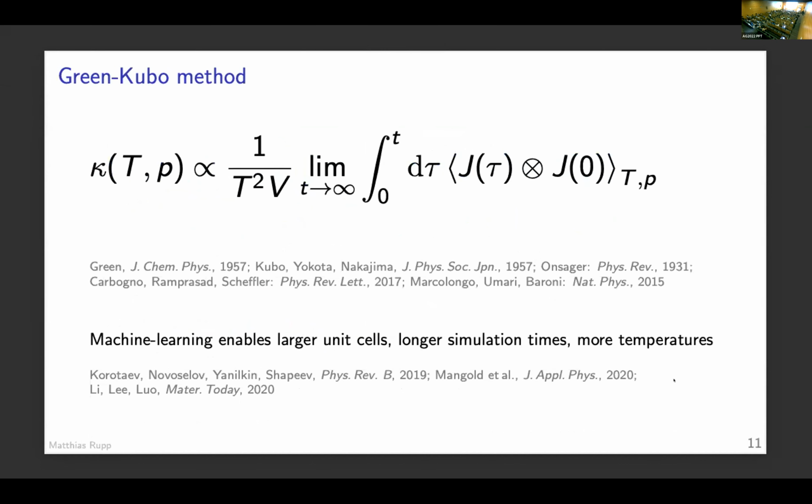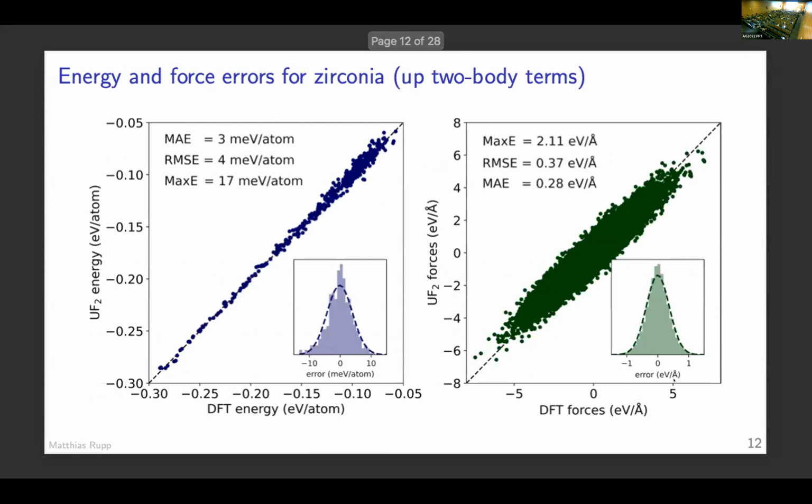So let me not go into the method details, but let it just be said that we use the Green-Kubo approach, and that approach means we look at how the atoms vibrate and how the heat flows. So we need to have long simulations for convergence, and we need to simulate large unit cells. So an ideal case for machine learning potentials. Since we are focusing on ultrafast potentials here, we did a first test just with two-body terms to see how well we can fit this data.